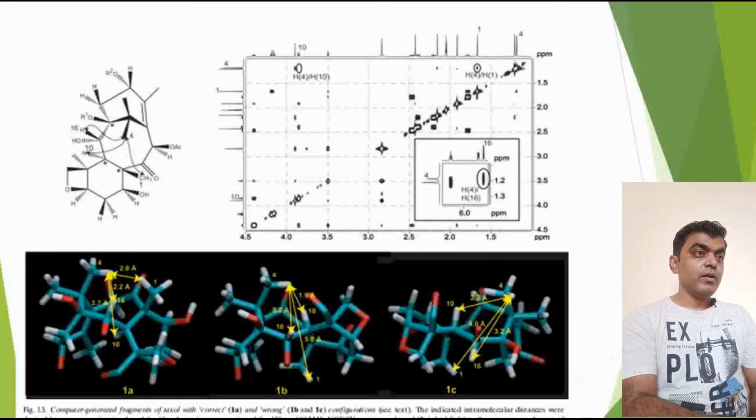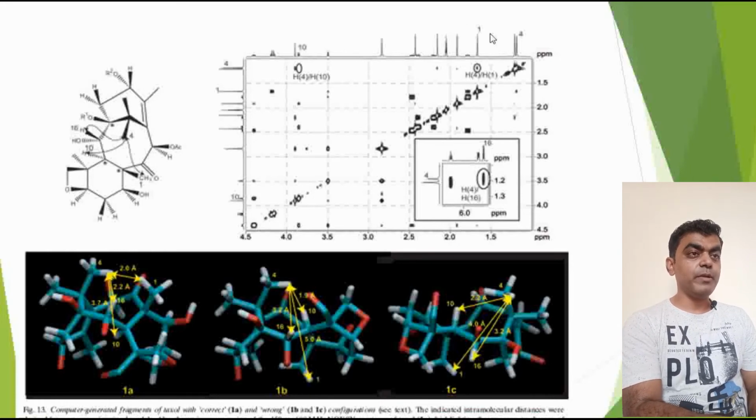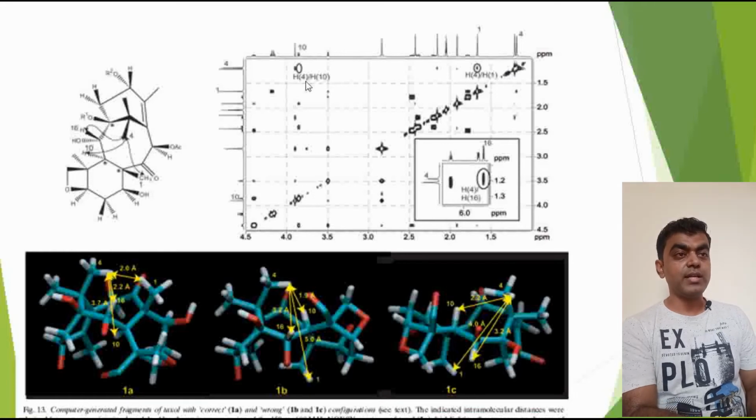So this is one example. You do multiple 1D and 2D experiments. You assign, this is how you assign it for protons and carbons.